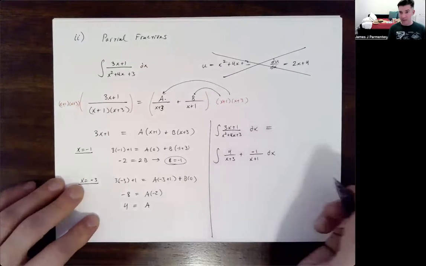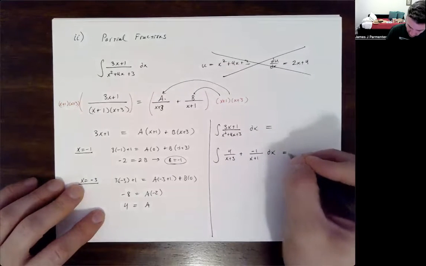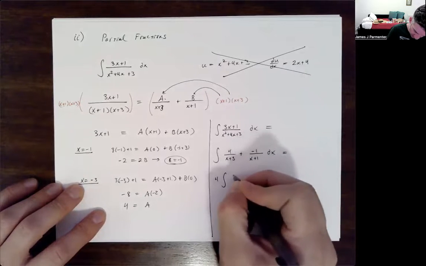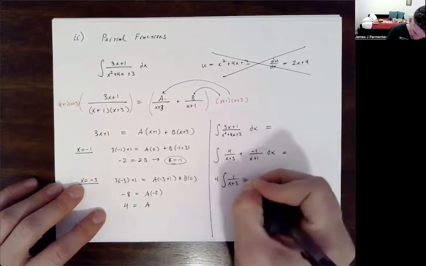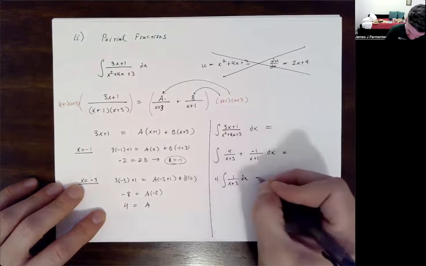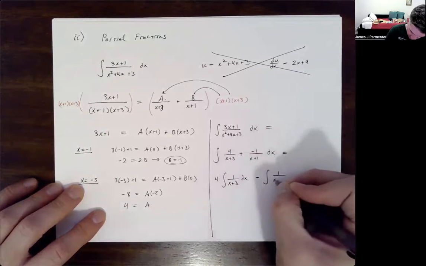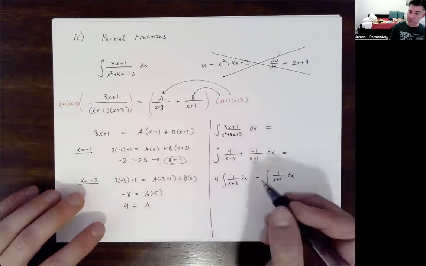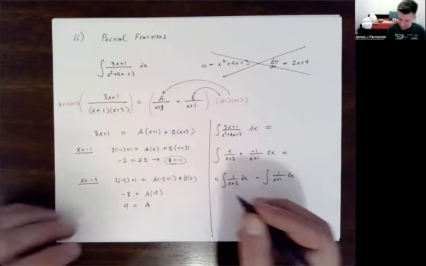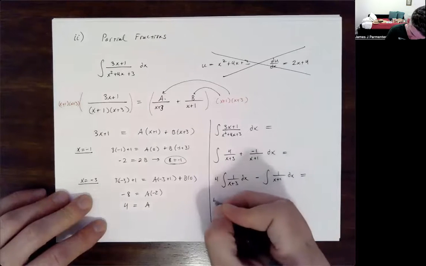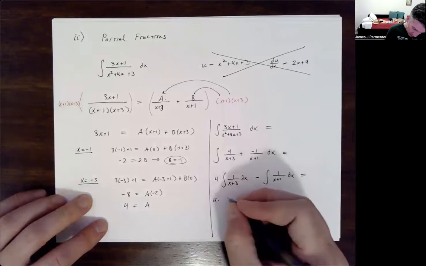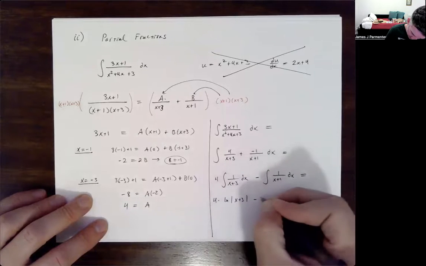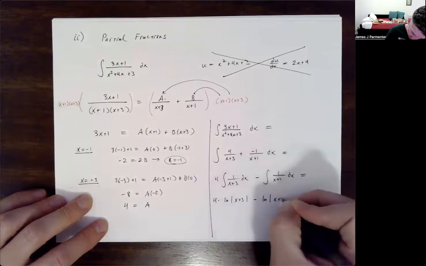If you really want, you can write this out to make it easier to see. I don't think you need to take this step, but you can write this as 4 times the integral of 1 over x plus 3 dx minus the integral of 1 over x plus 1 dx. If you really want to see the 1 over x plus something to get you the integral, which is the natural log of that denominator. So that's going to be 4 times the natural log of the absolute value of x plus 3 minus the natural log of the absolute value of x plus 1.